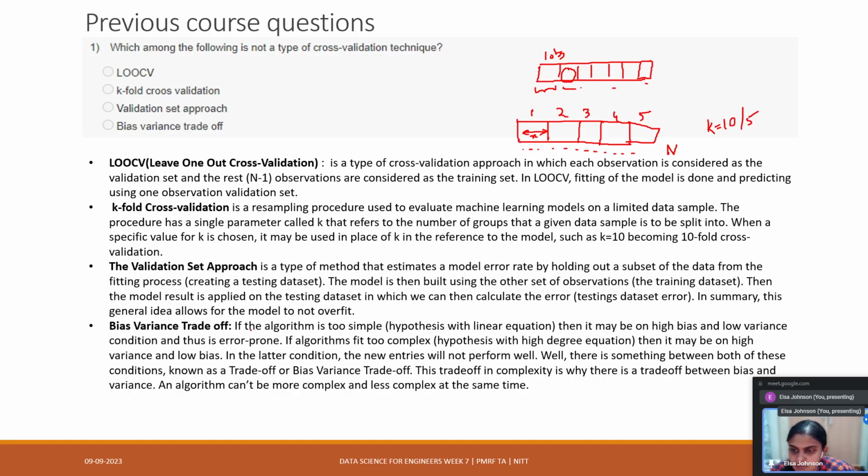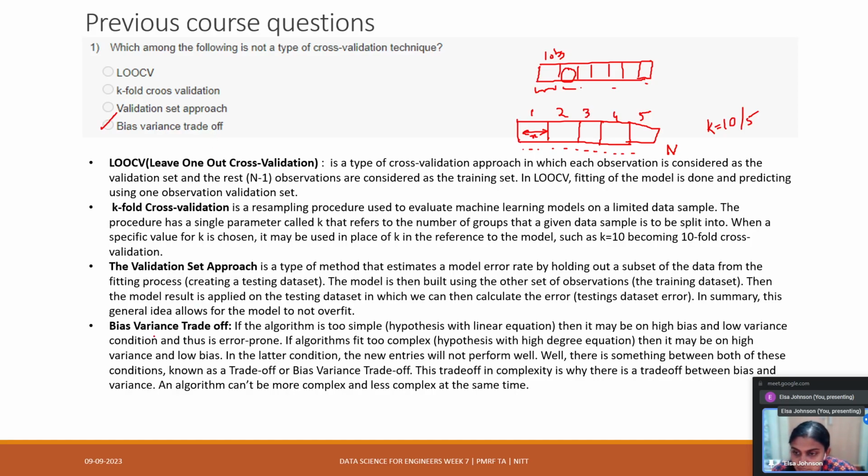And the next one, bias variance trade-off. This is not a cross validation technique, so if the question is which among the following is not a cross validation technique, the answer is bias variance trade-off.